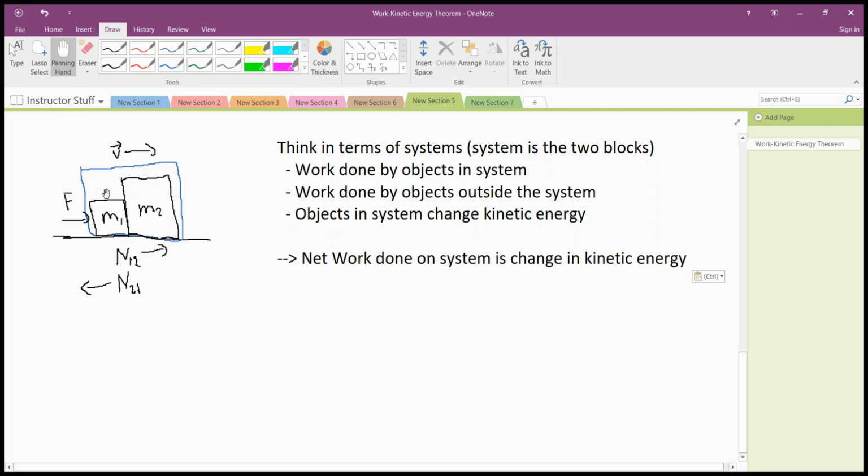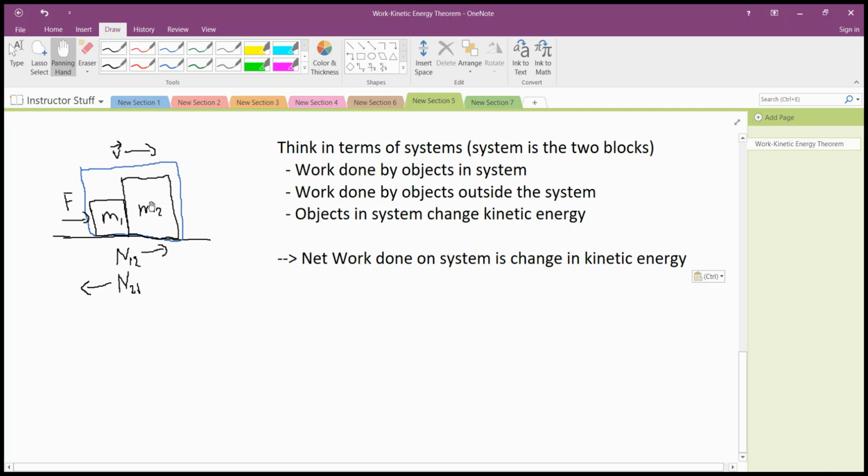Well, we know the work kinetic energy theorem applies to M1. The work kinetic energy theorem didn't say anything about whether the forces were inside or outside the system. So we add up all those forces, whether they're outside or inside the system, and that's the change in kinetic energy of block 1. And we do something similar for block 2.